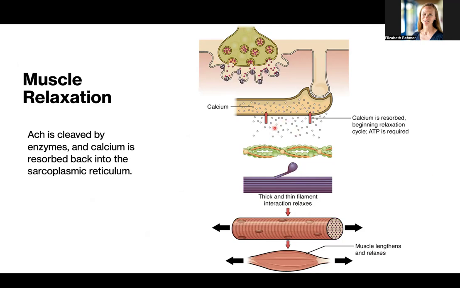Calcium will also be resorbed back into your sarcoplasmic reticulum. The calcium will be stored in your sarcoplasmic reticulum until another action potential travels through it and we have another contraction cycle occurring. The thick and thin filaments will be completely detached from each other. So that interaction will relax and our muscle will return to its normal resting length. And that's due to special properties known as elasticity that our muscles can return to their normal resting length. And that is the sliding filament theory.